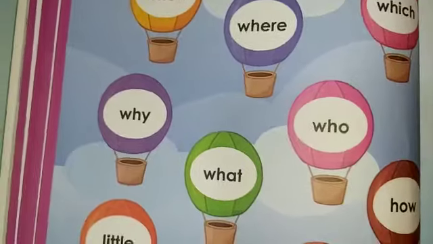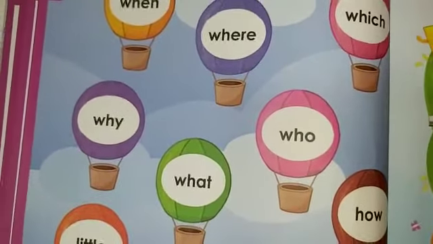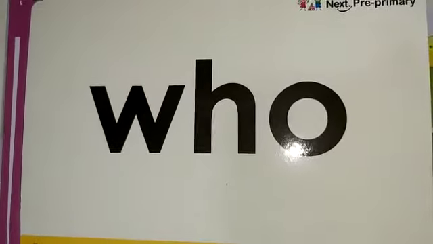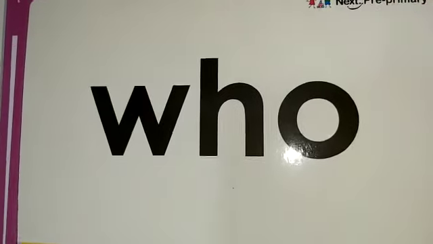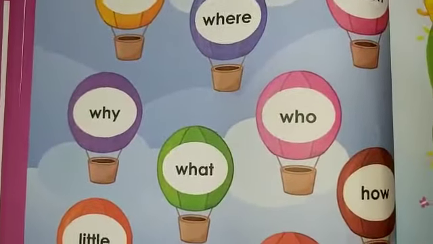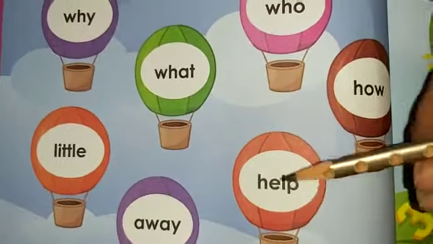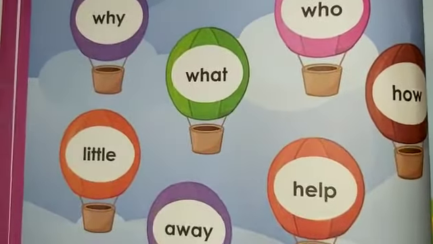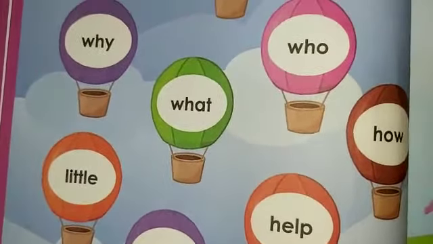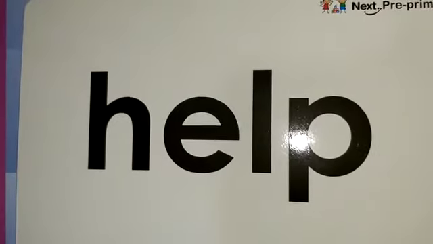Now, the next one. W-H-O, who. Who are you? W-H-O, who. What is the sight word? Who. Next, help. H-E-L-P, help. So, we can have a sentence like, please help me.